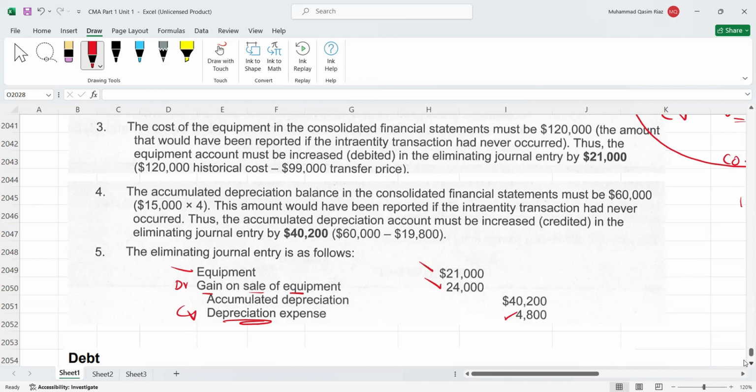Now, guys, there is one last adjustment. That is for accumulated depreciation. And how will you adjust the accumulated depreciation? Look here.